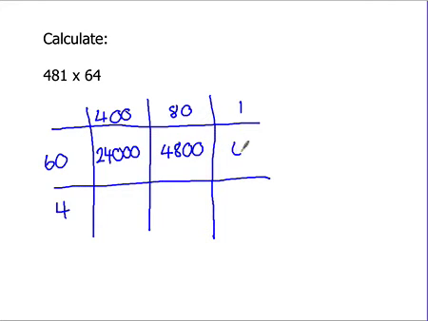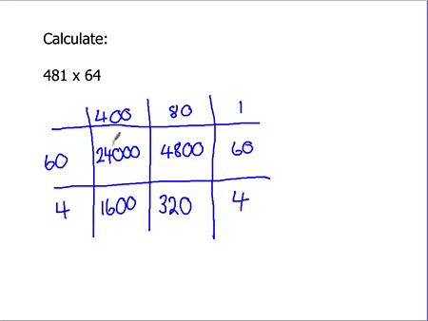1 times 60 is just 60. 4 times 4 is 16, and 2 zeros. 4 times 8 is 32, and there's 1 0. And 4 times 1 is 4. So now I just need to add them all together.